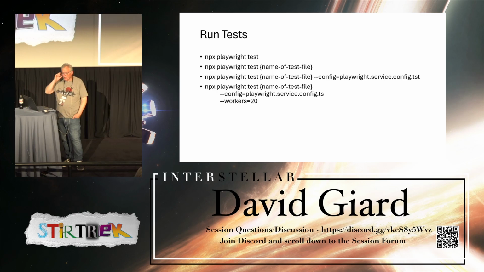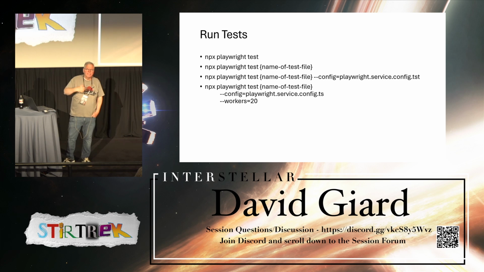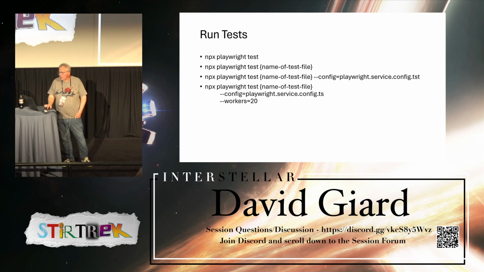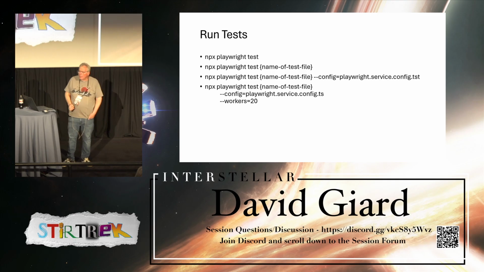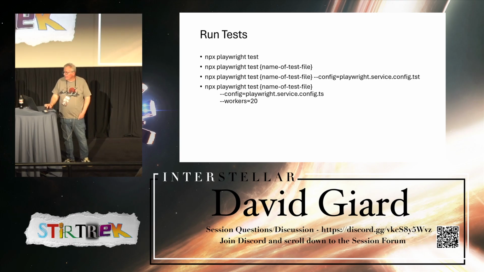That one line of code, you see a pattern here. It's always npx playwright something. npx playwright test will find all the tests in your project and run them all. If you want to be more specific, you can run just a single test file. If you want to run a particular configuration, like only certain browsers, then you can add a config argument to the npx test.